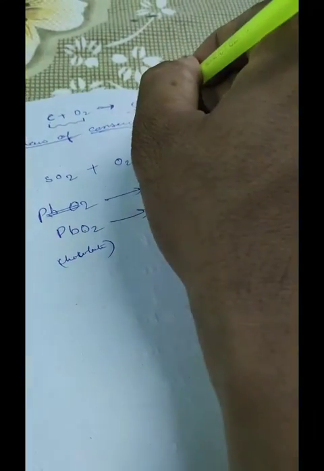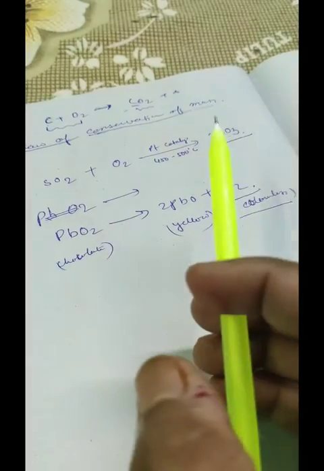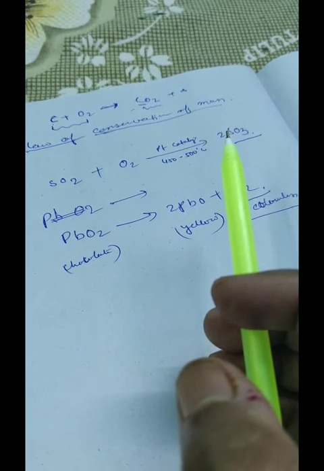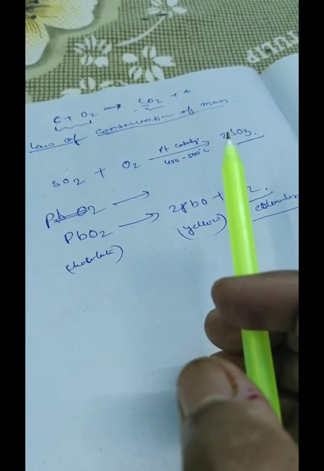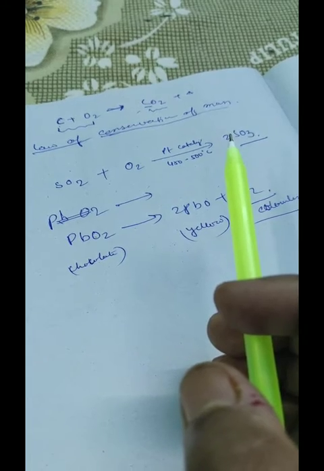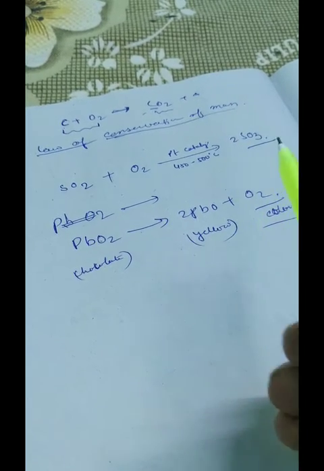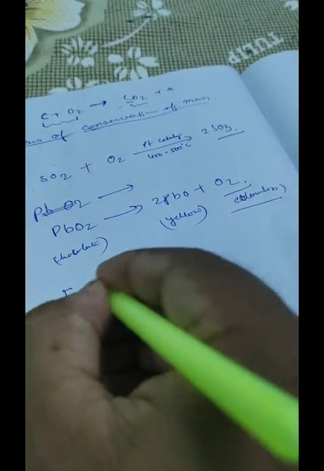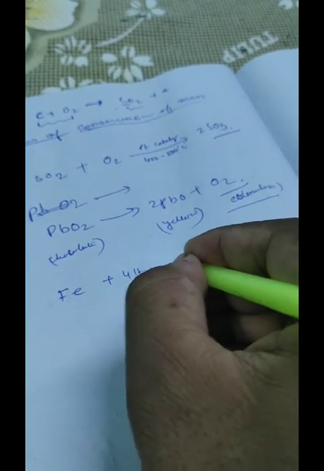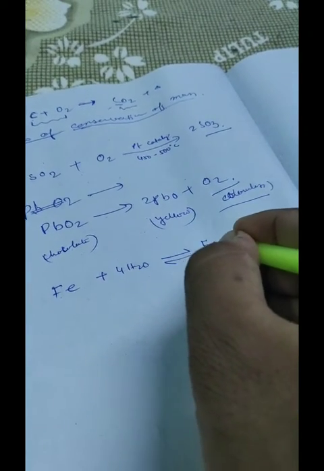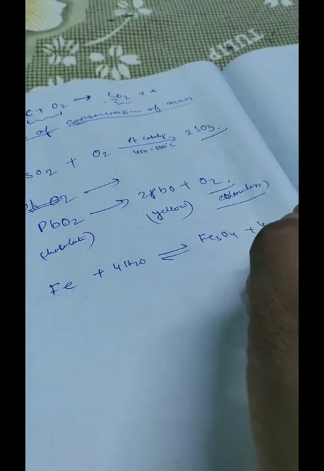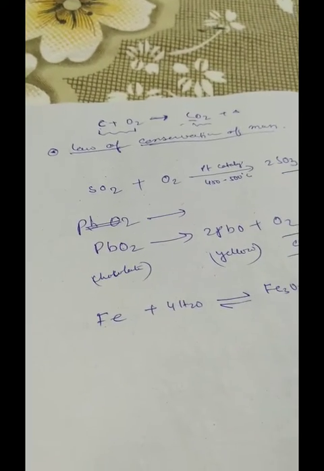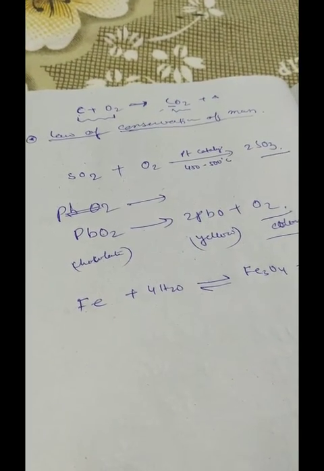Now, I had shown you this reaction. An equation does not give any information regarding absorption or evolution of heat. That is, it does not say whether the reaction is endothermic or exothermic. This needs to be mentioned separately. An equation does not tell us whether a reaction is reversible or not. Say, for example, Fe plus 4H2O gives Fe3O4 plus 4H2. This is a reversible reaction. That's why an equation does not tell us whether the reaction is reversible or not.